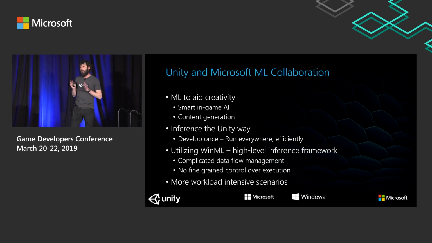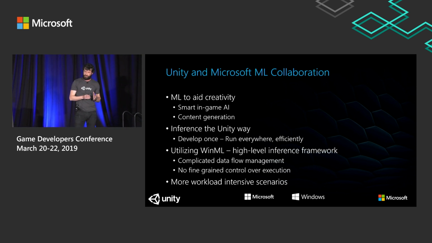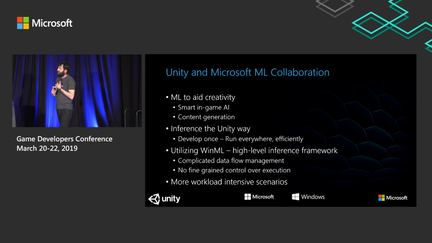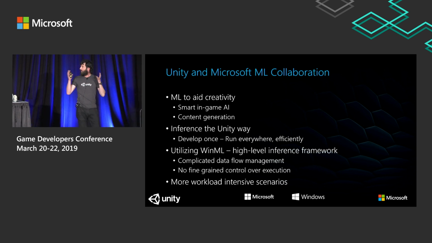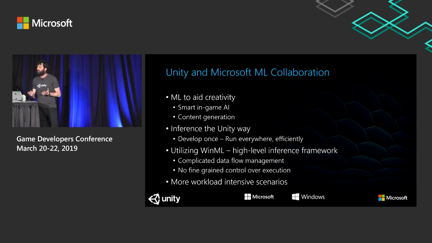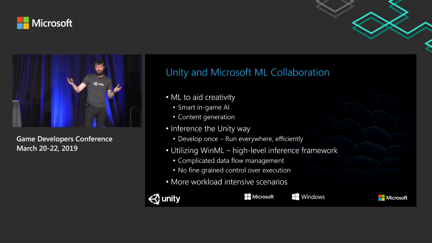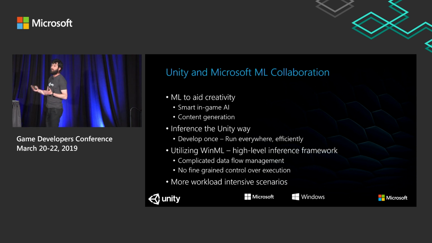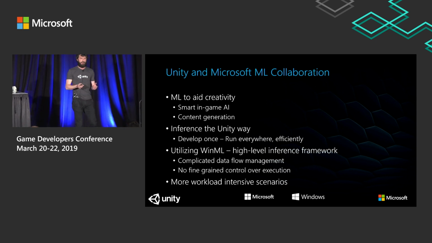Last GDC, we presented our work with WinML, leveraging the WinML library to run inference on Windows. Unfortunately, we've discovered that while high-level inference libraries are easier to integrate with, they present a certain set of challenges. One important challenge is complicated data flow management. Since the entire network is executed as one batch, we have to run the data CPU to GPU and back and forth, which complicates things. And in addition, you don't have fine-grained control over the execution. So again, you execute the network as one batch, so you cannot, for example, split the network between different frames. And when your network is pretty large, it can be a challenge.